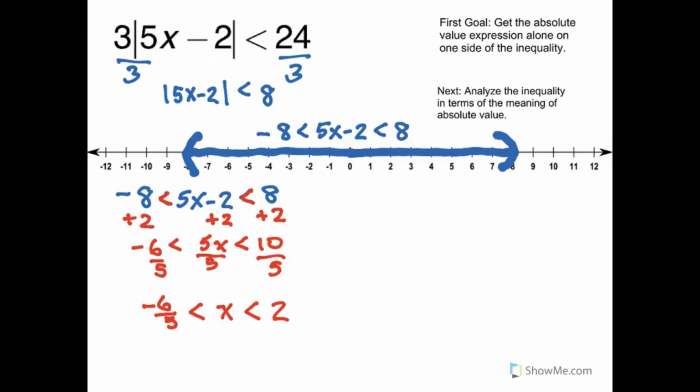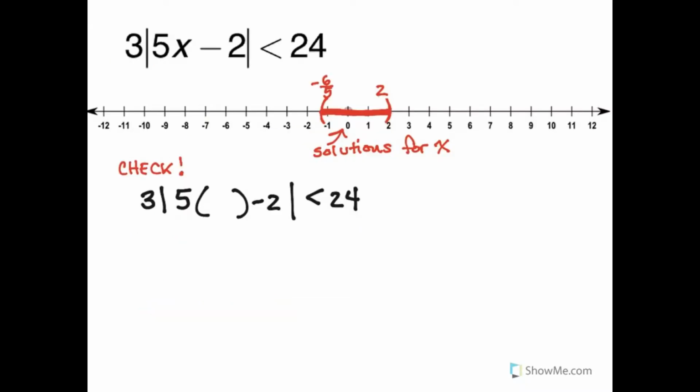That between inequality represents solutions for x, so I'm going to shade that in red. Negative 6/5 is a little less than negative 1. Here's 2. These solutions in red are what x is. X is equal to this interval between negative 6/5 and 2, but not including the endpoints. We found an interval with solutions for x, but let's check one or two to make sure that we have the right thing.